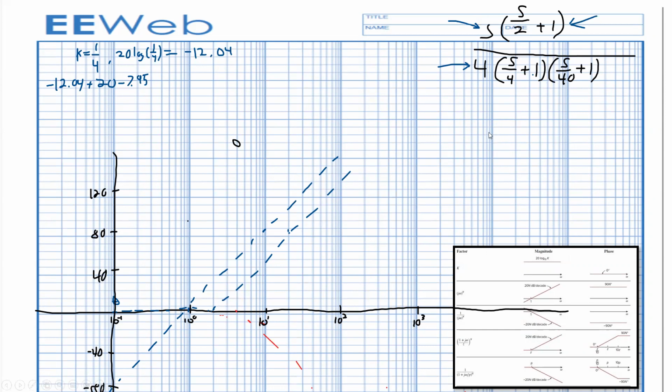The next parts that we have are the negative parts, and that is on the bottom of the function. So we have s over 4 plus 1, which, if you look at the bottom of our chart, is in the form of a reciprocal. So we have 1 plus j omega over p, which is 1 plus s over 4. So in this case, our p value is 4. So we have a gain of negative 20 decibels per decade starting at 4, which is right here. And continuing on, we have the same for s over 40 plus 1. For this one, our p value is 40, so we have another gain of negative 20 decibels per decade starting at 40.